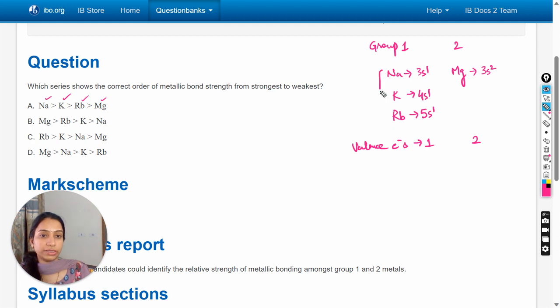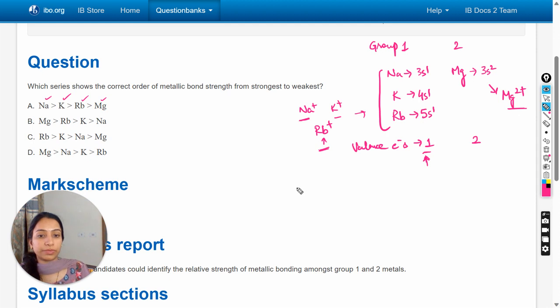So in the group 1 elements, the cations will be like Na+, K+ and Rb+, because they have valence electron 1 and they can lose this valence electron to have the complete octet. And in case of magnesium, they will lose 2 electrons and cation will be Mg2+. So here we can see that the charge on the cation is more in case of magnesium.